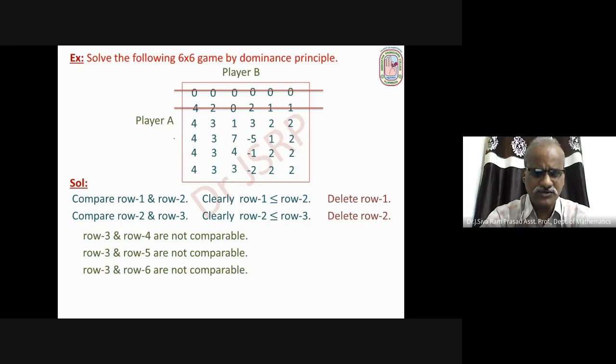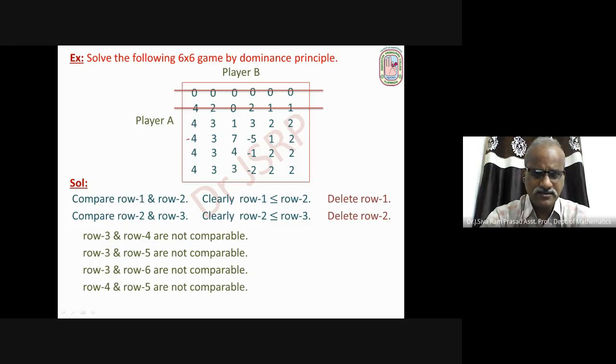Next start with row 4. Compare row 4 and row 5. So 4 equal 4, 3 equal 3, 7 greater than 4, but minus 5 less than minus 1. So here 7 greater than 4, here minus 5 less than minus 1. So here we have two different inequalities. So row 4 and row 5 are also not comparable.